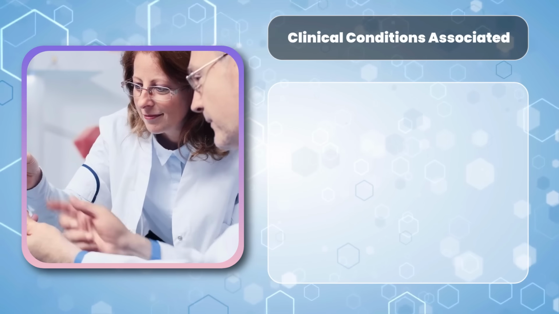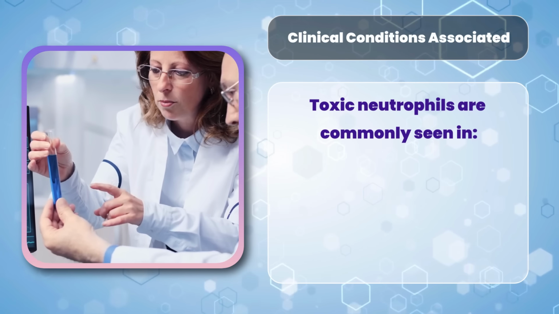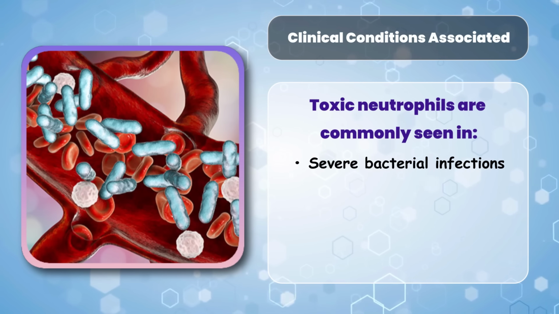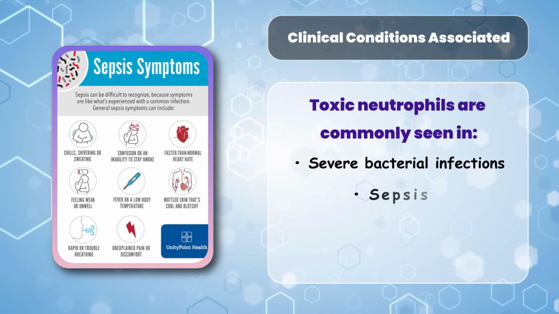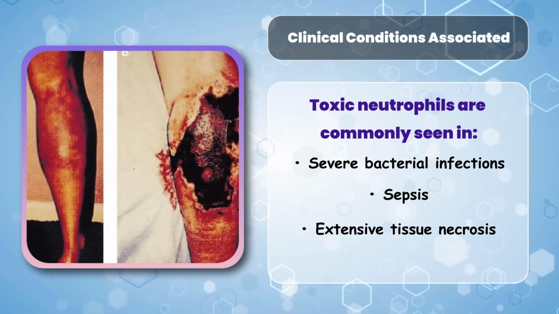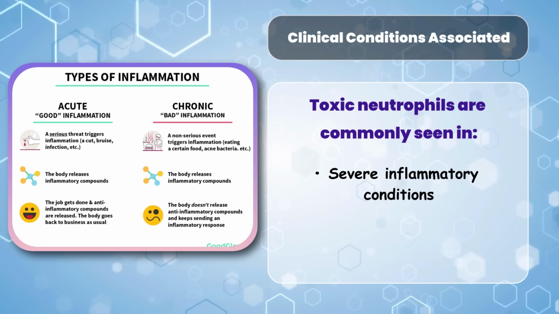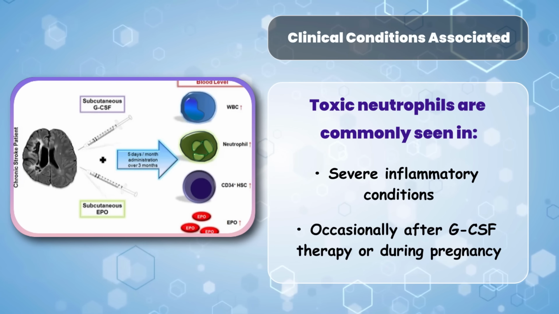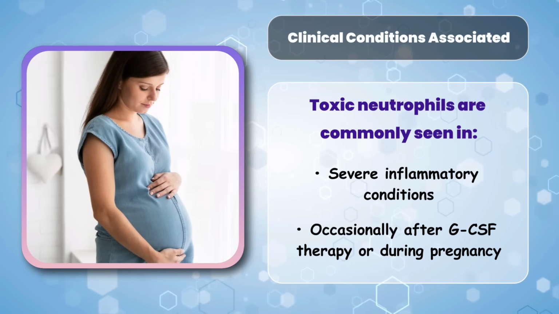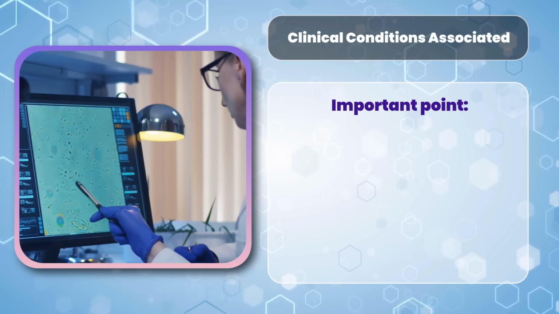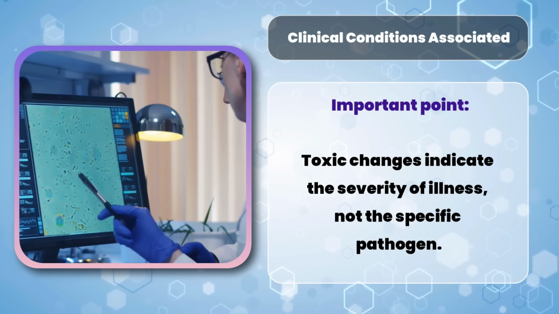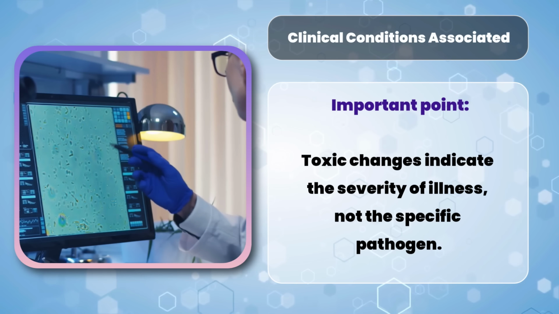Clinical conditions associated with toxic neutrophils are commonly seen in severe bacterial infections, sepsis, extensive tissue necrosis, burns, severe inflammatory conditions, occasionally after G-CSF therapy or during pregnancy. Important point: toxic changes indicate the severity of illness, not the specific pathogen.